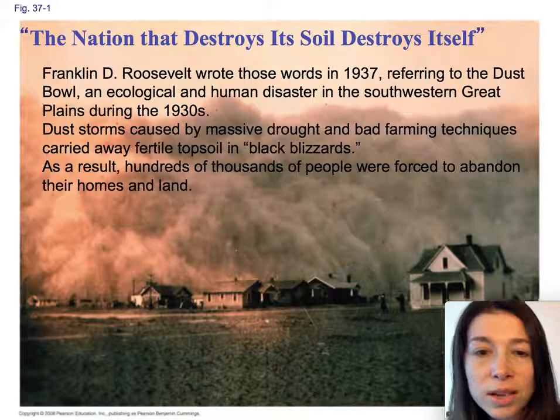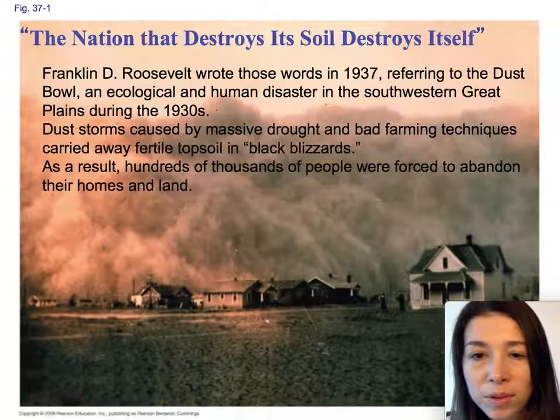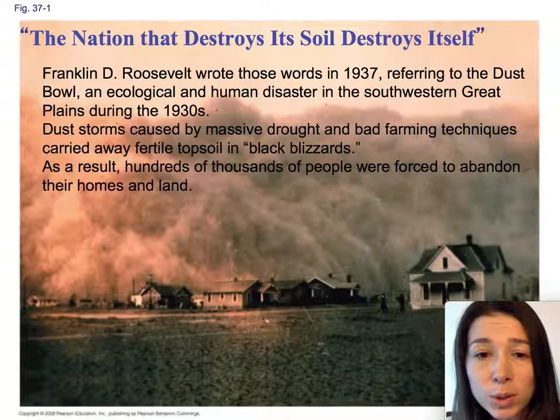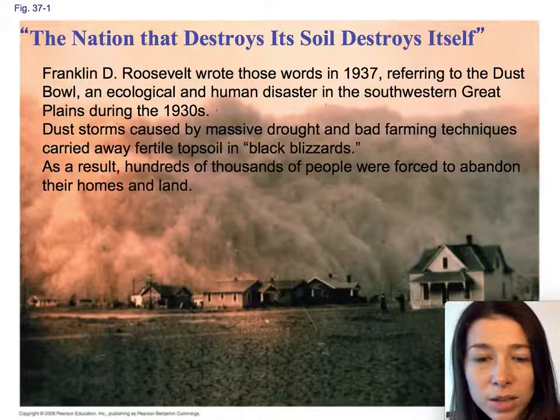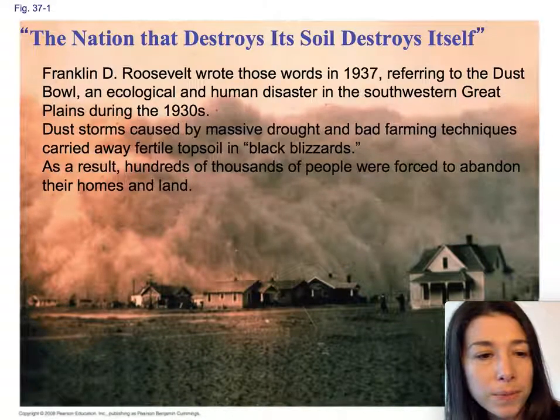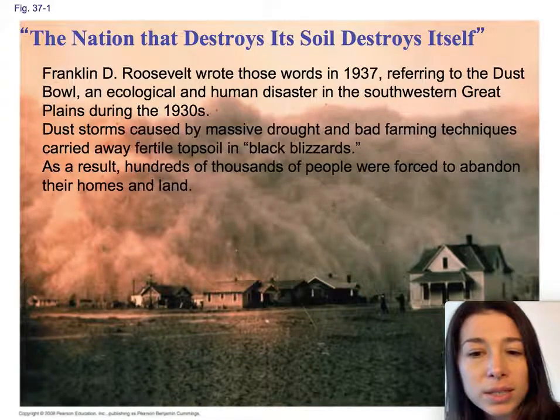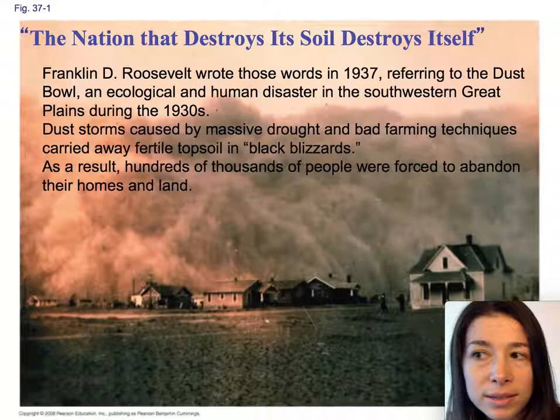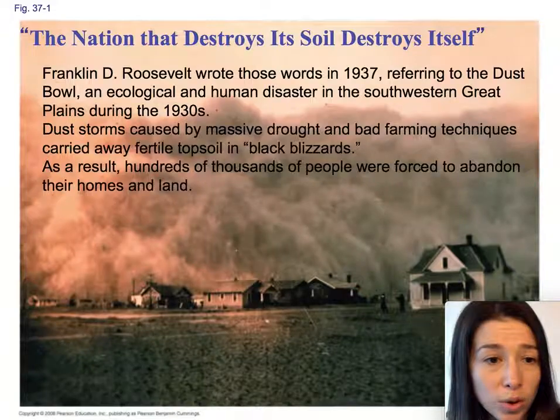So in 1937, the people that were living then experienced these dust bowls, and this was when fertile topsoil flew away because there was a drought, so it was very dry, so wind carried it up, and a lot of people had to abandon their homes and their lands. Franklin D. Roosevelt considered this a national crisis, and said the words, "The nation that destroys its soil destroys itself." So I hope that's an impetus for you to consider why these proper farming techniques are so important.